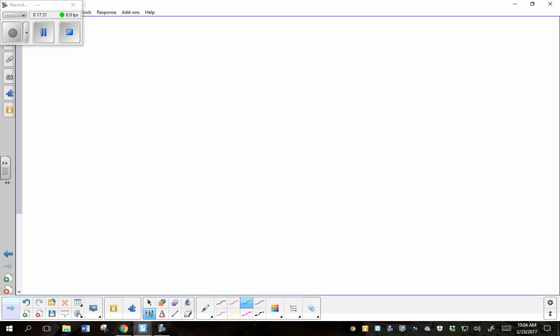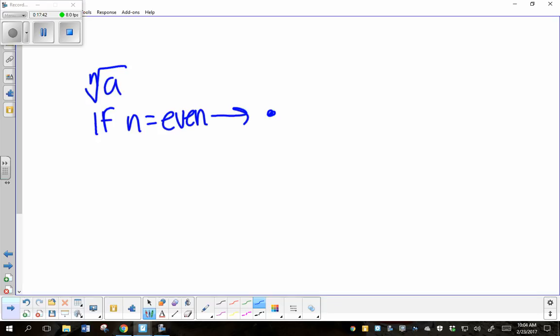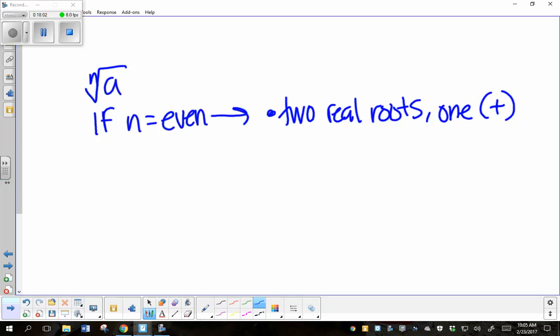So let's remind ourselves, we're talking about the nth root of a. If n is even, we're going to write down some things that happen. We already talked about if n was odd. So if n's even, so if you're taking like a square root or a 4th root or a 6th root or an 8th root, whenever that happens, you're going to always have 2 real roots. One of them is positive. One of them is negative. So anytime you're taking an even root, you have 2 real number solutions.